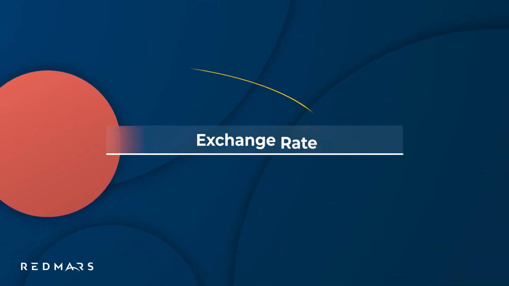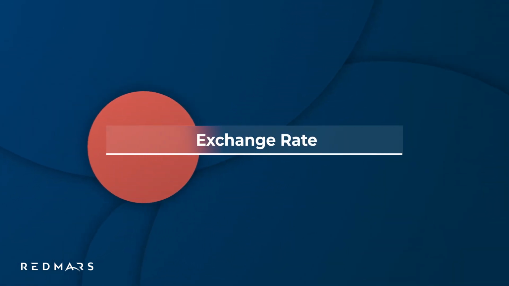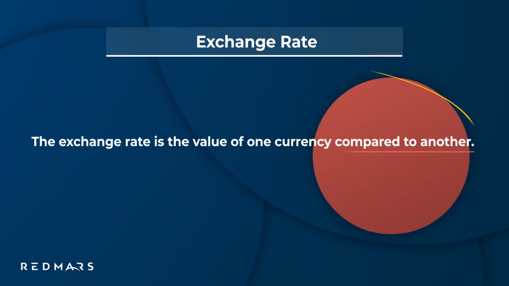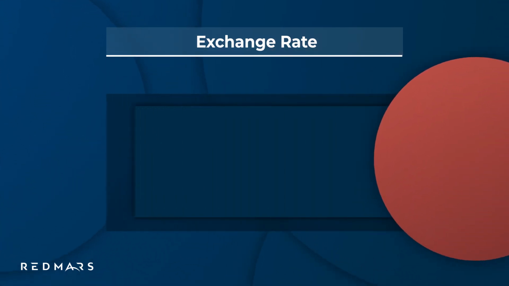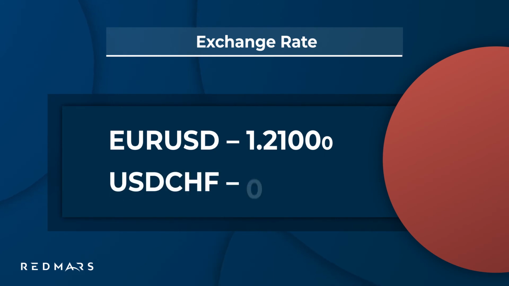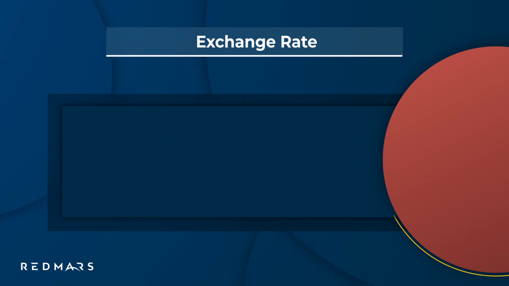Now let's look at the relationship of currencies. The currency ratio that shows the value of one currency in another is called the exchange rate. For example, 1 euro is worth 1.21 American dollars. And in the case of a dollar-franc pair, you can get 0.91 Swiss francs for $1. In this case, we see that the franc is worth more than the dollar.